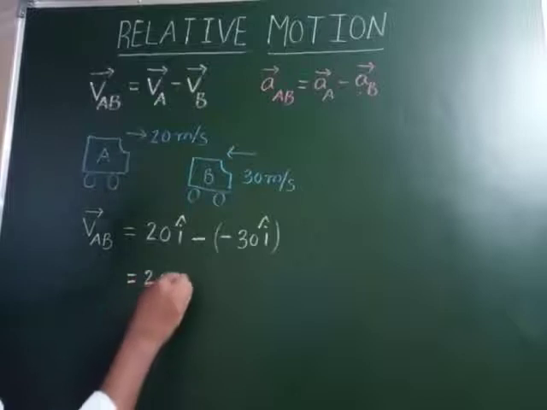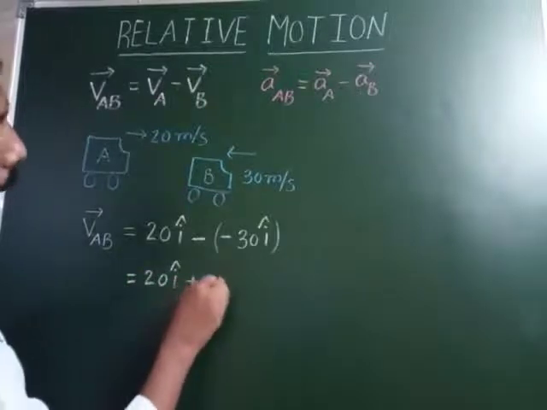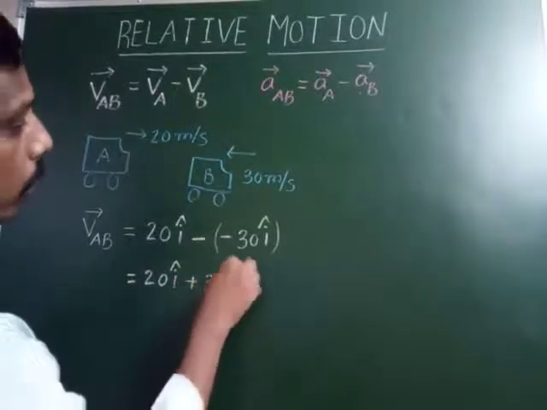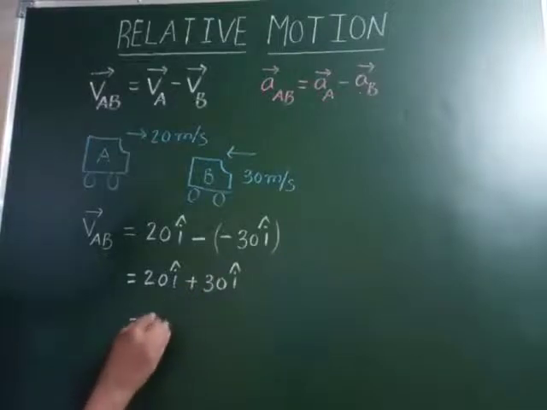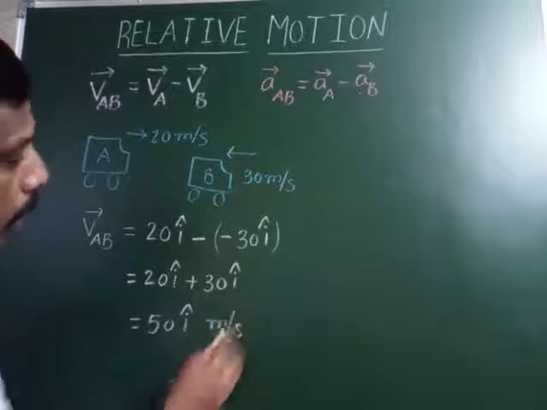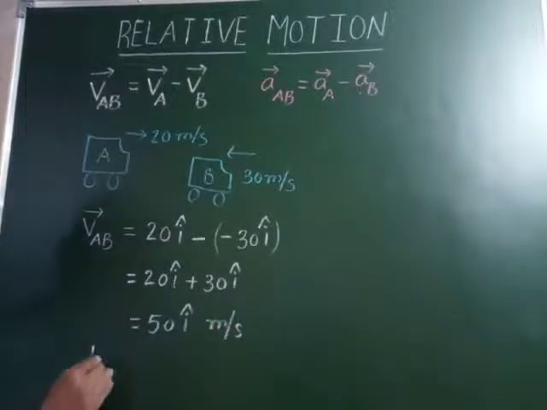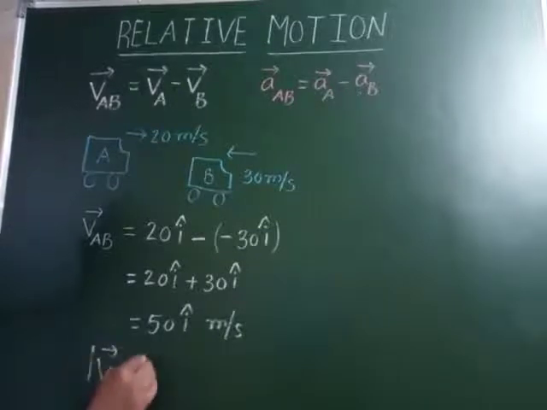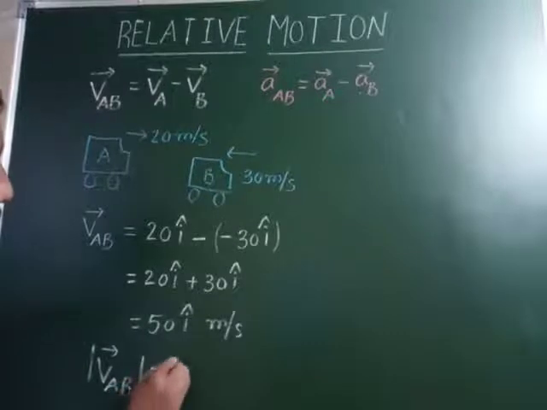So 20 i cap plus 30 i cap, that is equal to 50 i cap meter per second is the answer. The magnitude of velocity of A with respect to B is equal to 50 meter per second.